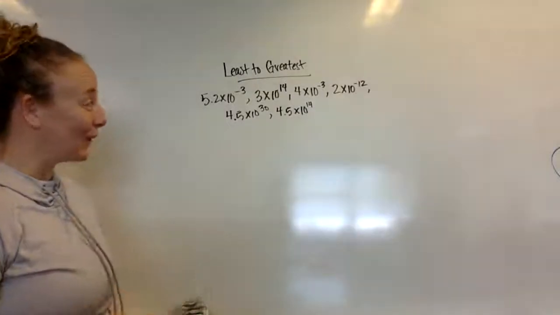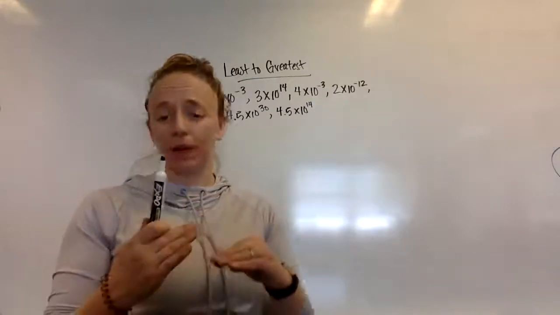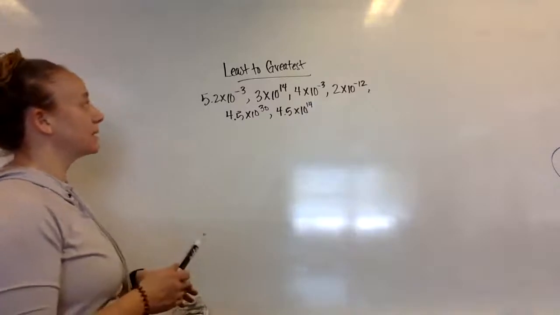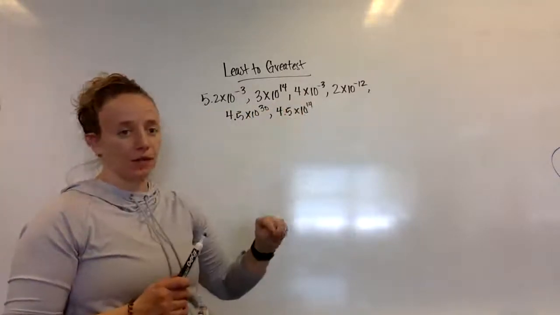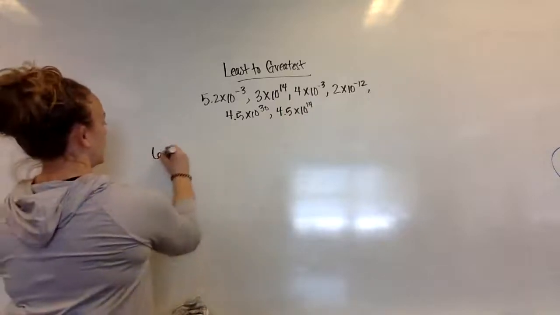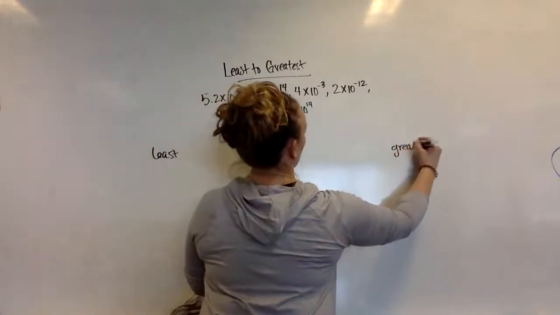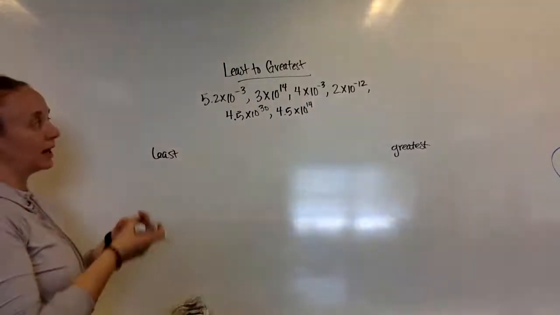Hey, so now we're going to do least to greatest with scientific notation. This is one of the most elementary skills that we need to be able to accomplish with scientific notation. This skill is essentially taking numbers that are already written in scientific notation and conceptualizing them in order from least to greatest.